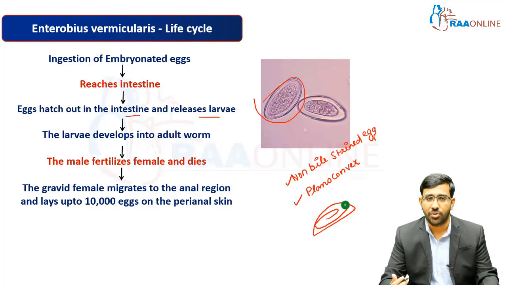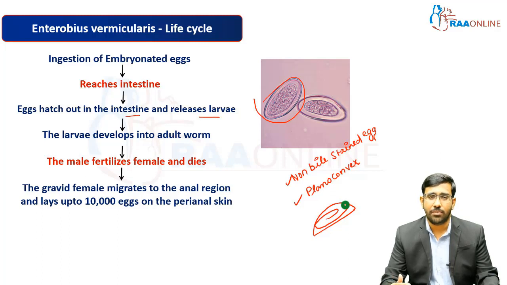We eat the food which is contaminated with the egg, and this egg reaches the intestine, where it matures and releases the larva. This larva becomes the adult worm, and the adult worms undergo fertilization: the male fertilizes the female and dies. The gravid female now migrates to the anal region. There it lays up to 10,000 eggs per day in the perianal skin.